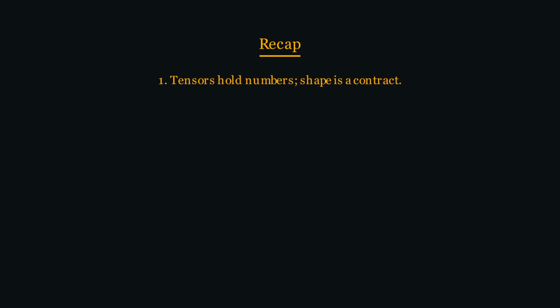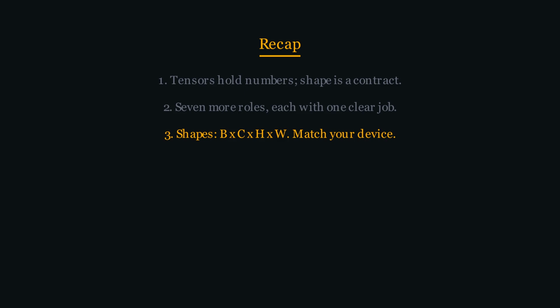Let's recap. Tensors hold numbers, and their shape is a contract every layer must honor. Parameters, modules, datasets, DataLoaders, losses, optimizers, and checkpoints each play one clear role. A batch of images has the shape batch by channels, by height, by width, and everything must share one device. Consistent names like X, Y, model, loss, and optimizer are what make every training loop readable.